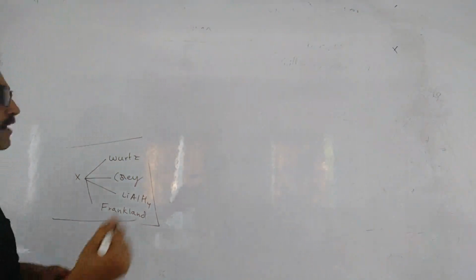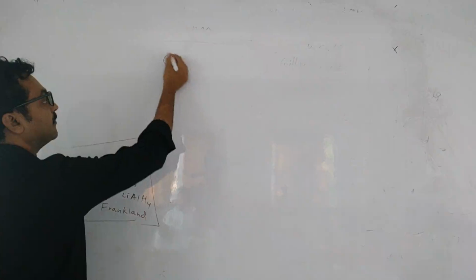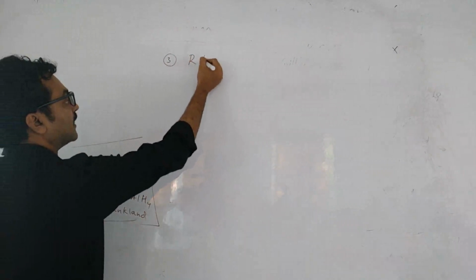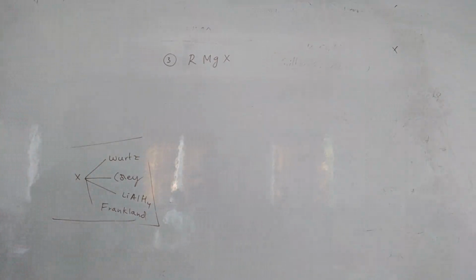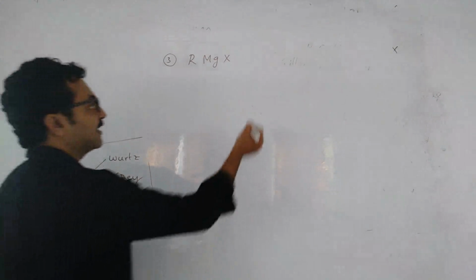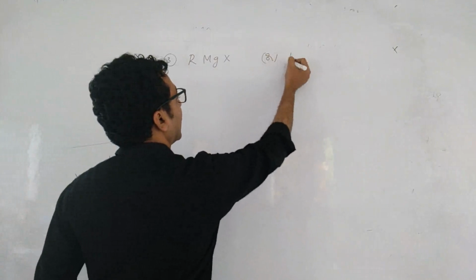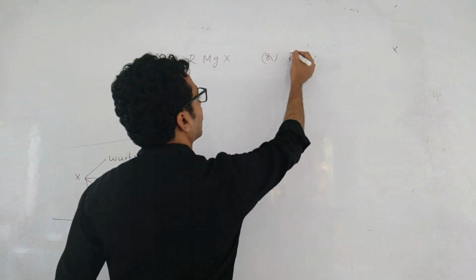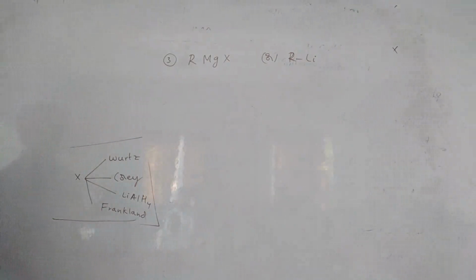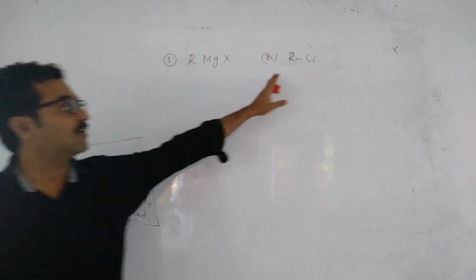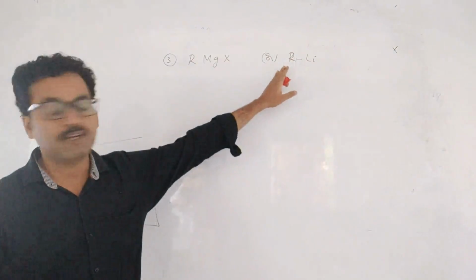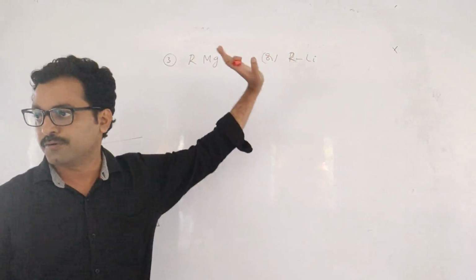Organometallic compounds. I told you the day before, what are organometallic compounds? Carbon chain directly connected to metal. Like RMgX is one of the organometallic compounds, Grignard reagent, and RLi is also an organometallic compound. Alkyl lithium. Alkyl group directly attached to metal. This is one Grignard reagent and this is also OMC. OMC means organometallic compound.